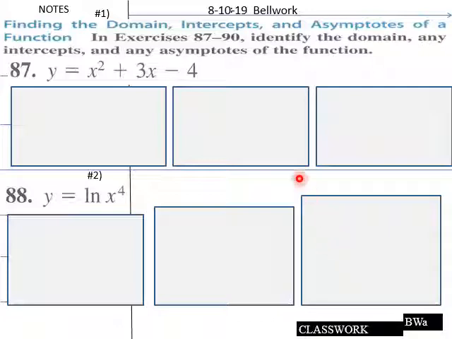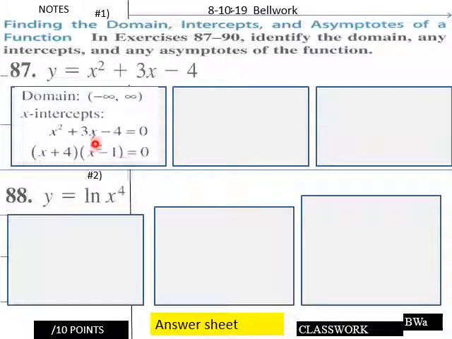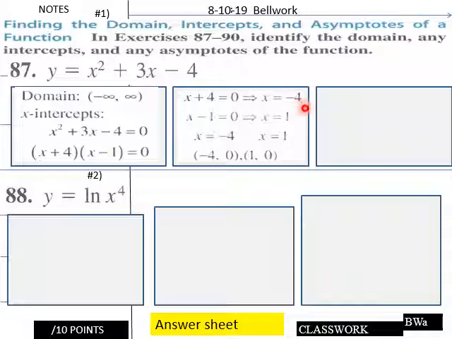Okay, welcome back for the solutions of today's bell work. The domain here is negative infinity to positive infinity. For the x-intercepts, once we factor this down, (x plus 4)(x minus 1) equals 0, so x equals negative 4 would be an intercept, and x equals 1 would be an intercept. Here are your intercepts for this function. The y-intercept would be (0, negative 4). There are no asymptotes for this function.